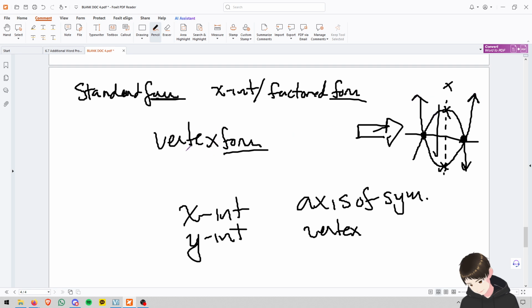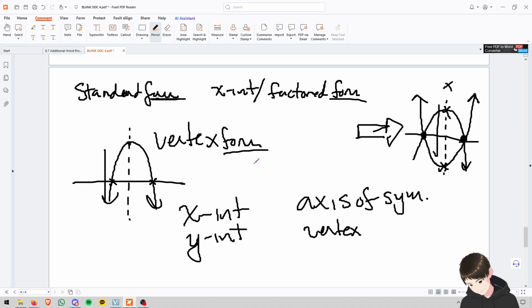Another way you can do it is using the vertex form. I can complete the square and figure out exactly where the vertex is. And maybe use extra points or just plug in y equals 0 to figure out what the x could be. There's a variety of ways I could solve, and there we go.